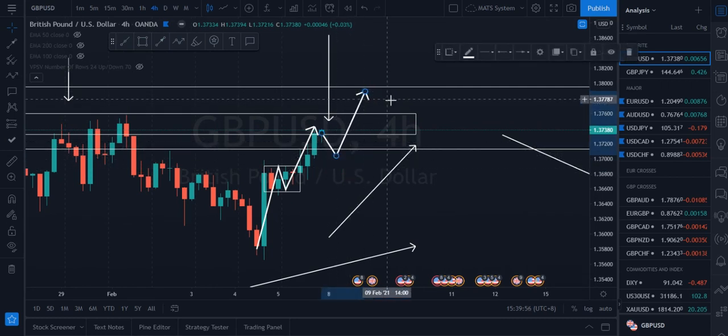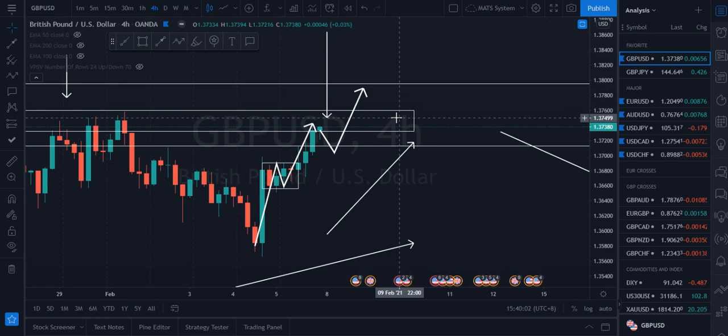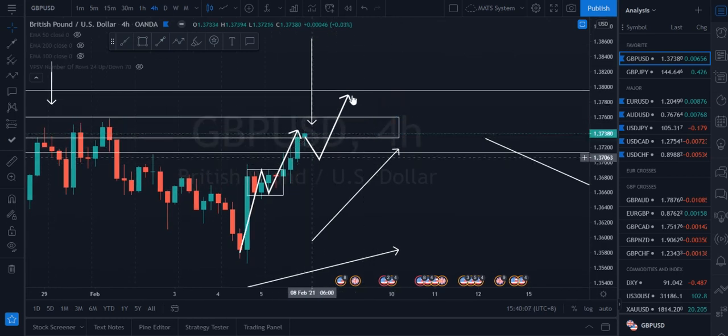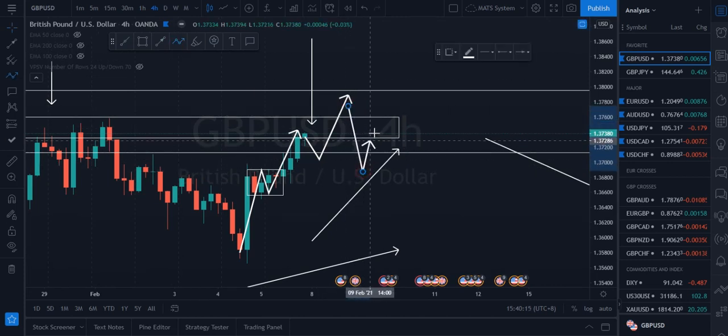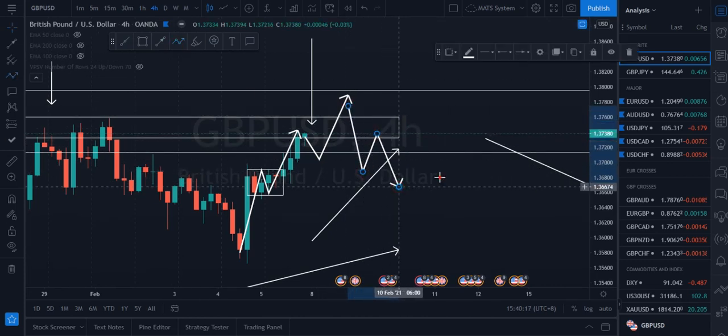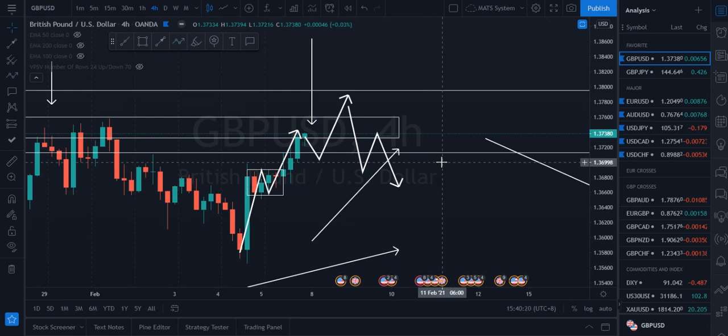If it happens, there's no 100% that this analysis is going to happen. It's just a scenario or bias of what's going to be happening. If this happens, it's still a buy. I'm not selling this position yet until this happens. Then perhaps I'll consider a buy.